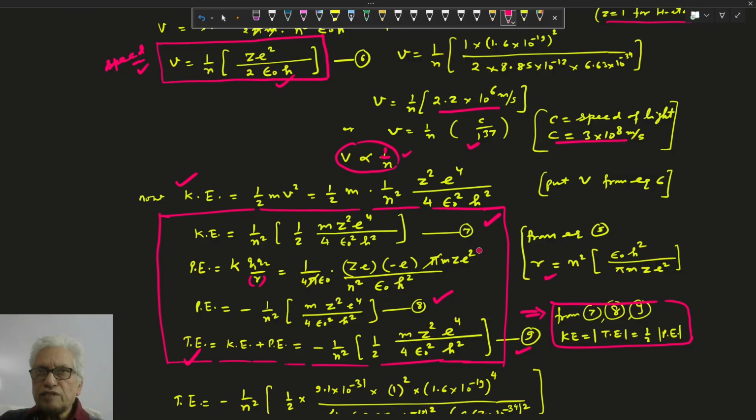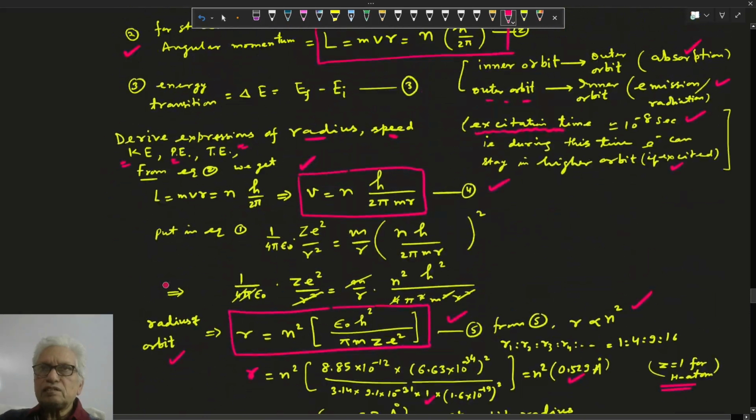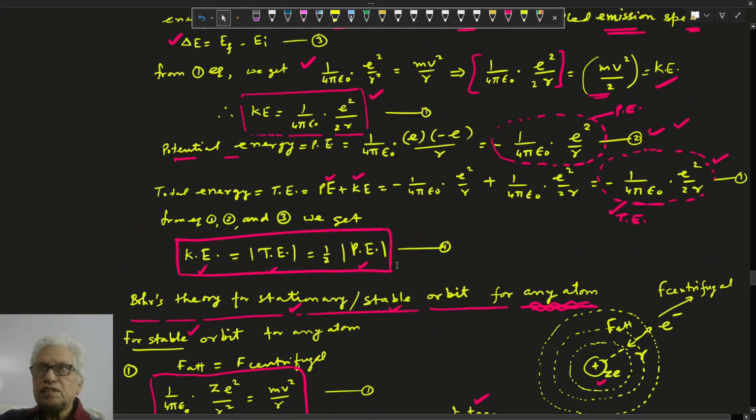So from 7 kinetic energy, potential energy, equation 9 total energy, we see kinetic energy equal to numerical value of total energy and half of the potential energy numerical value. So here kinetic energy is equal to what? Modulus of total energy is equal to half of modulus of potential energy. The same relation here also, like this given by equation 4 here.